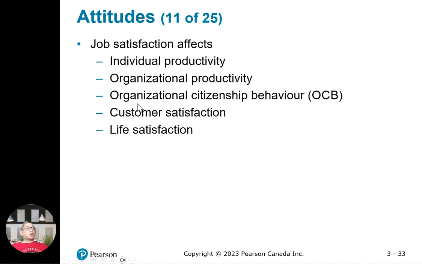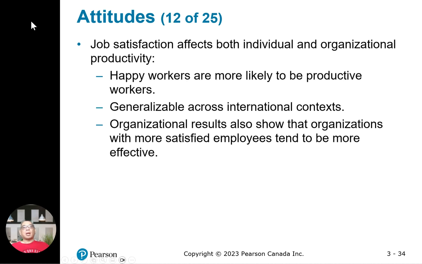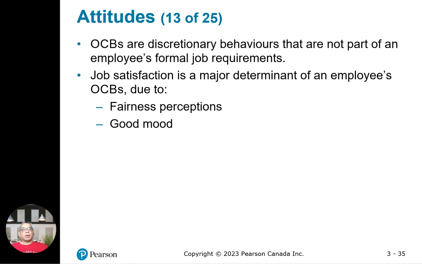Attitudes. Job satisfaction affects individual productivity, organizational productivity, organizational citizenship behavior, customer satisfaction, and life satisfaction. Job satisfaction affects both individual and organizational productivity, such that happy workers are more likely to be productive workers. Generalized across individual contexts, organizational results also show that organizations with more satisfied employees tend to be more effective.